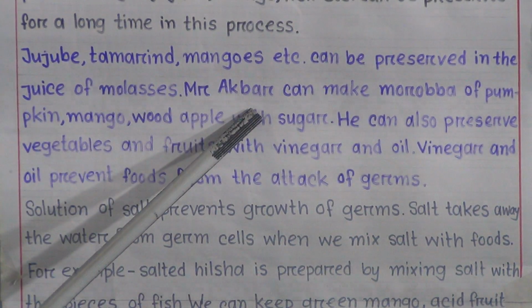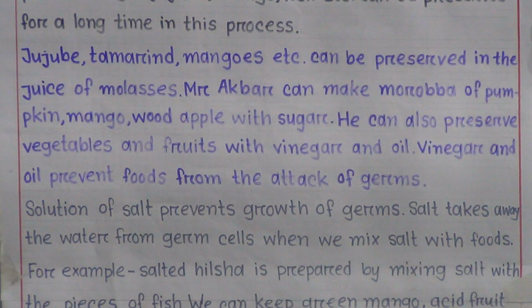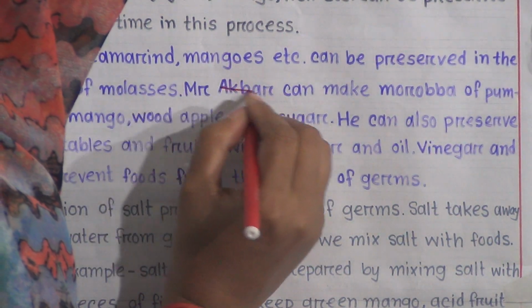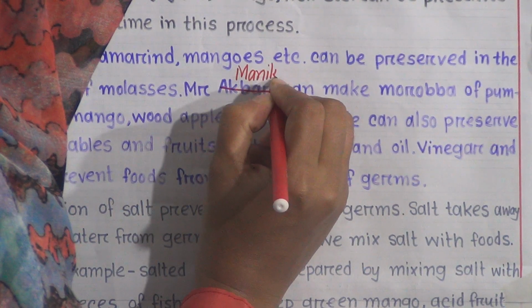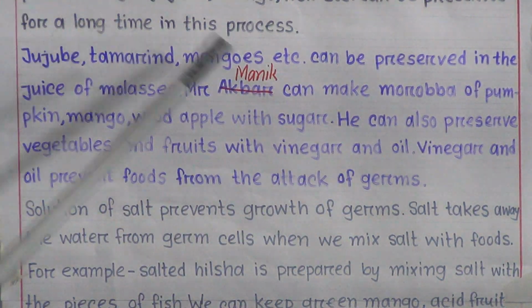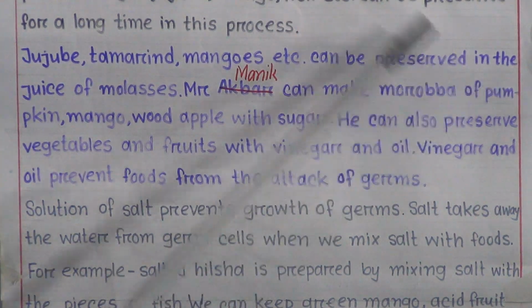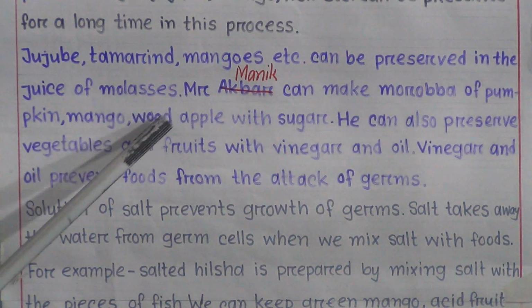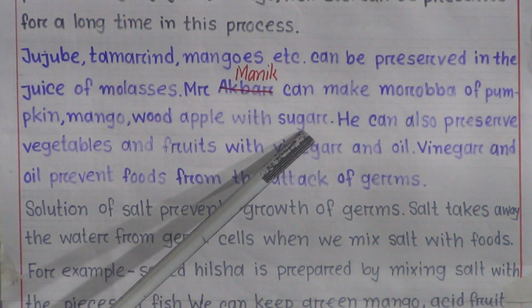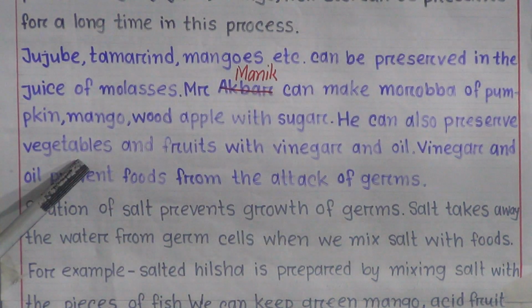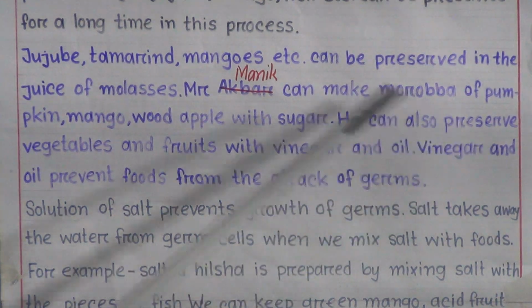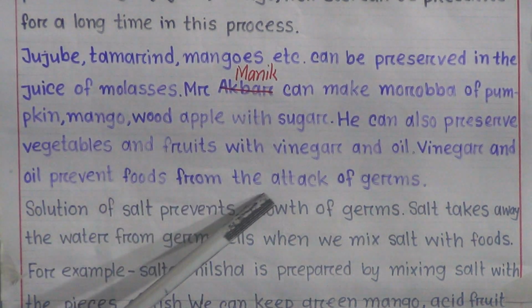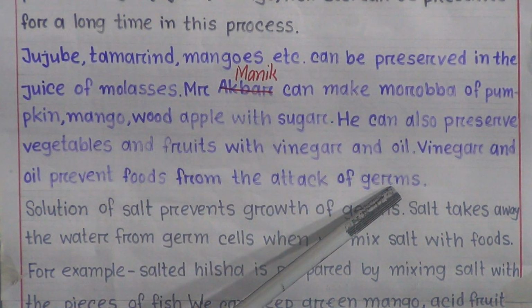Here also it will be Mr. Manik, M-A-N-I-K. Mr. Manik can make morobba of pumpkin, mango, wood apple with sugar. He can also preserve vegetables and fruits with vinegar and oil. Vinegar and oil prevent foods from the attack of germs.